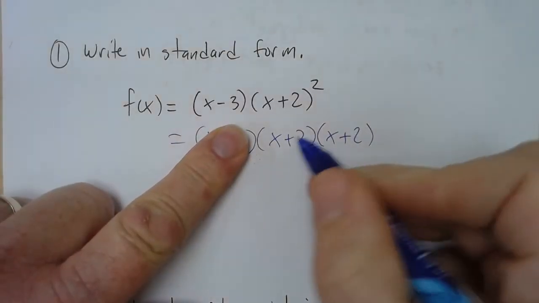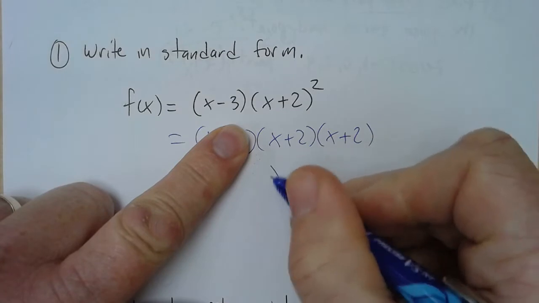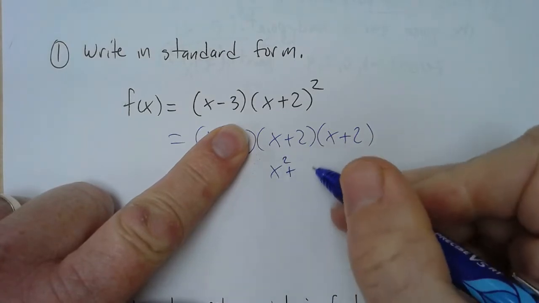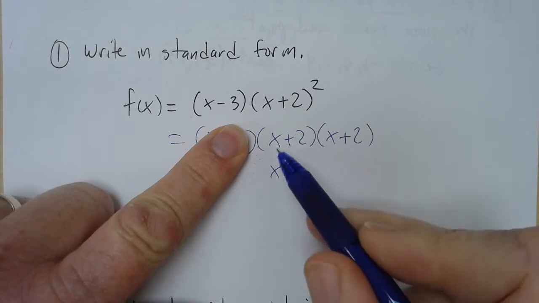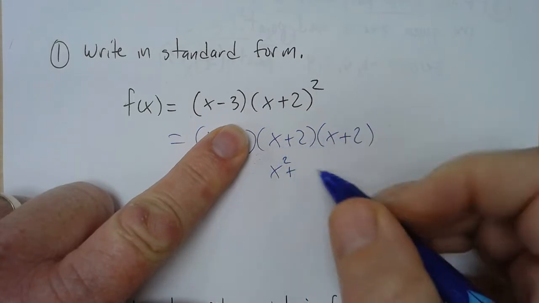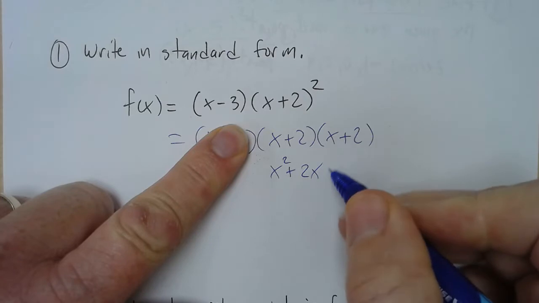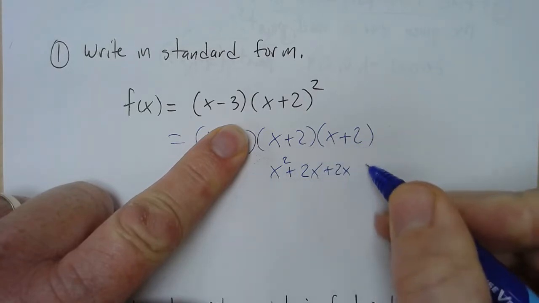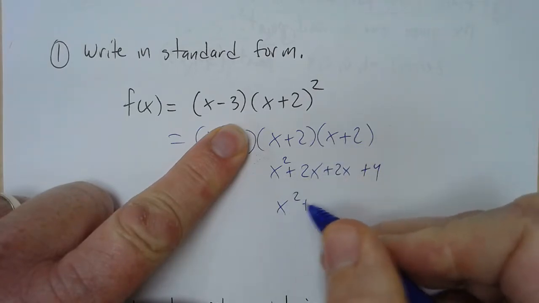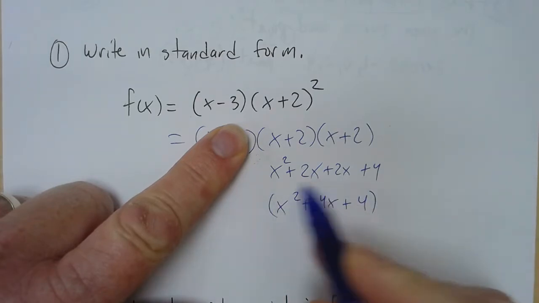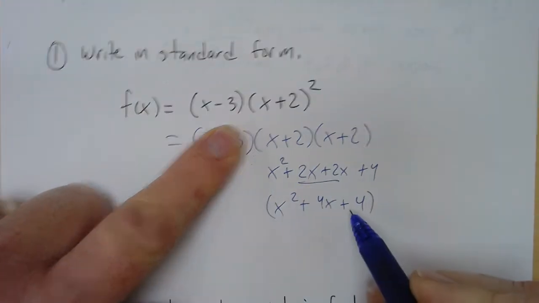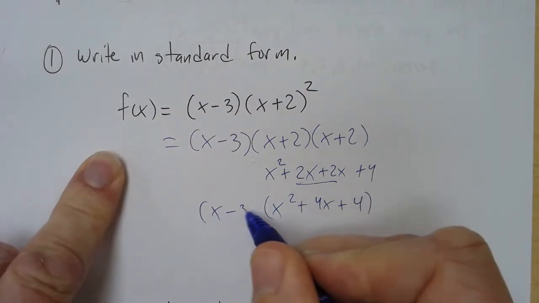So I'm going to cover this one up, multiply these two together first, because we can't multiply three things together at once. x times x is x squared. 2x, this and this makes 2x, and then 4. So I get x squared plus 4x plus 4. So it's always better to put those like terms together before we bring in the last term.